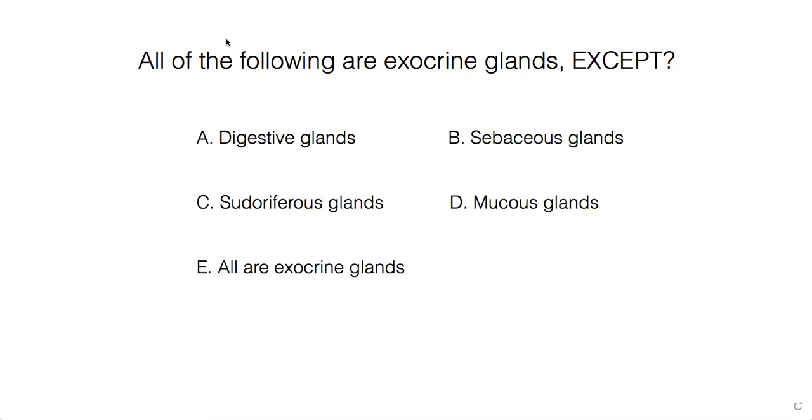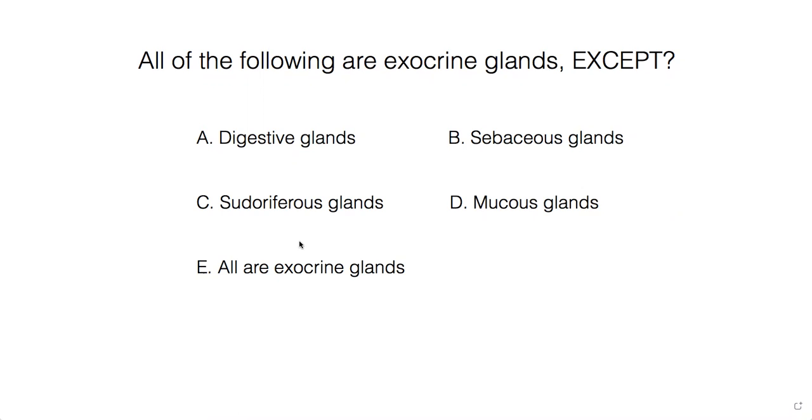Today's question reads, all of the following are exocrine glands except A, digestive glands, B, sebaceous glands, C, sudoriferous glands, D, mucus glands, or E, all of these are exocrine glands.